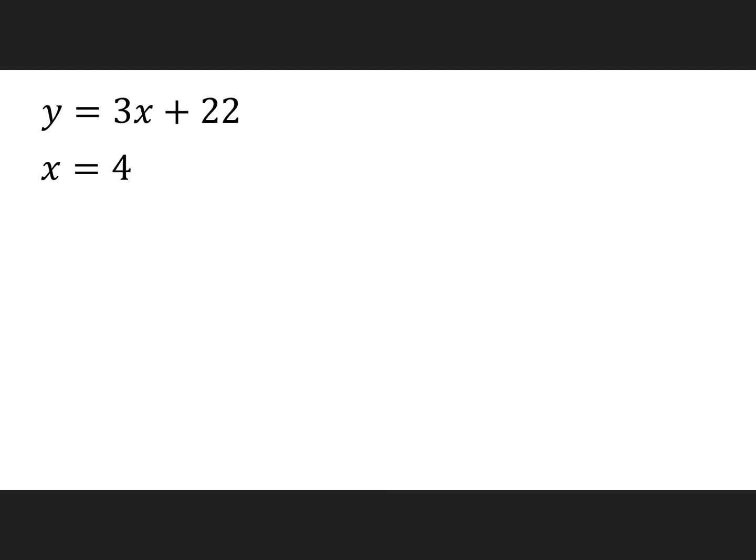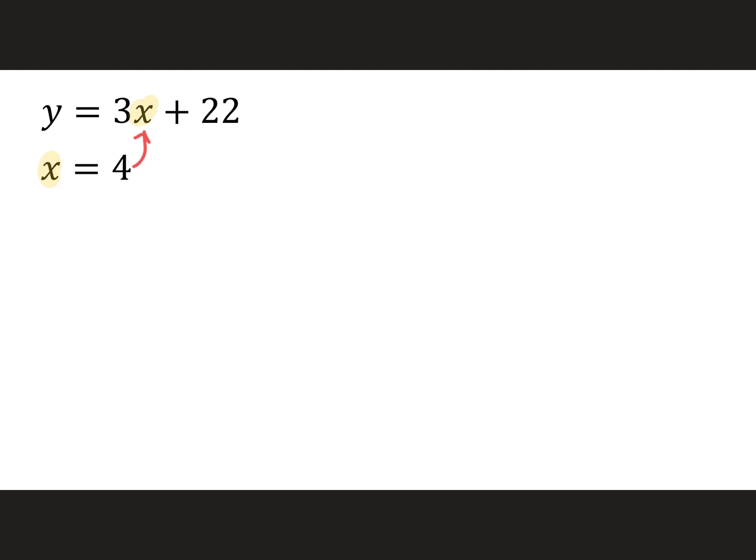In part 1, both equations were in slope-intercept form. They both equaled y. Now they don't. As you can see here, I have y equals 3x plus 22 and x equals 4. So how do I solve this one? Well, it's not too hard. I see that x equals 4, and so I'm just going to put 4 right here where x is, and then I'm going to solve that first equation.